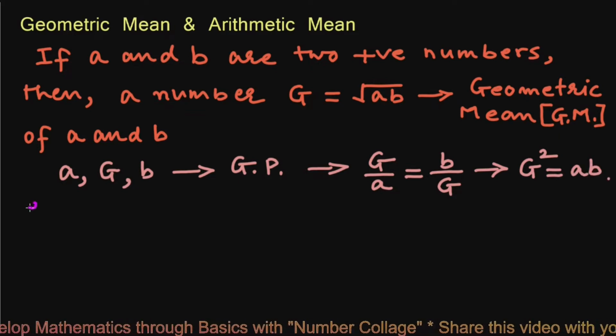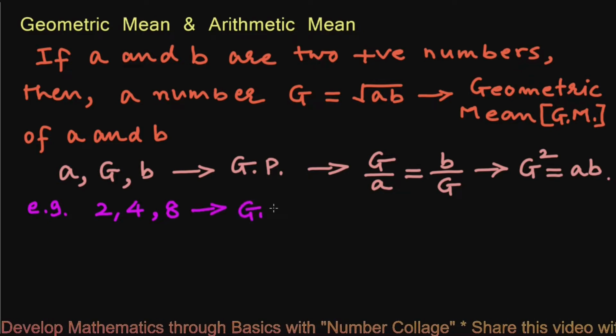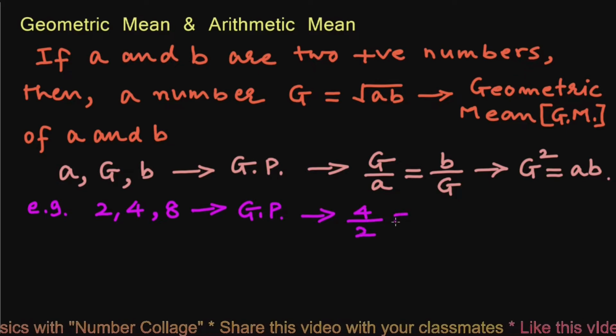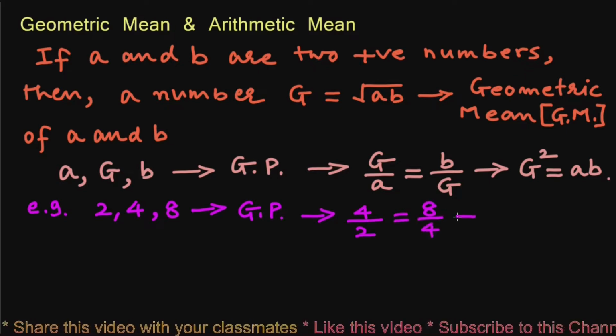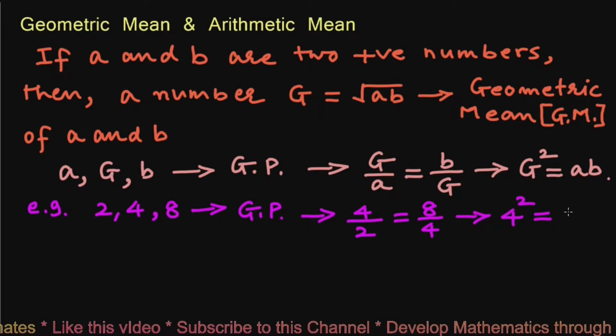For example, numbers 2, 4, 8 are in geometric progression, which also means that 4 upon 2 equals 8 upon 4, which also means that 4 square equals 8 multiplied by 2.